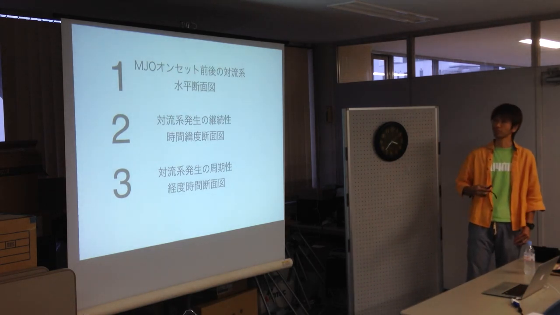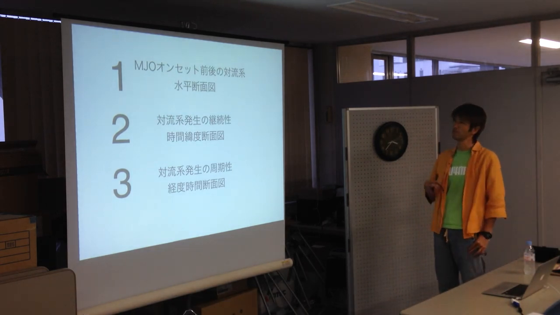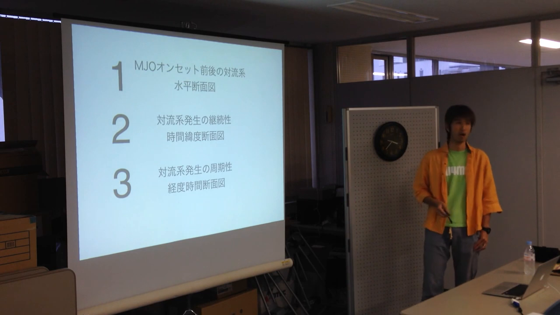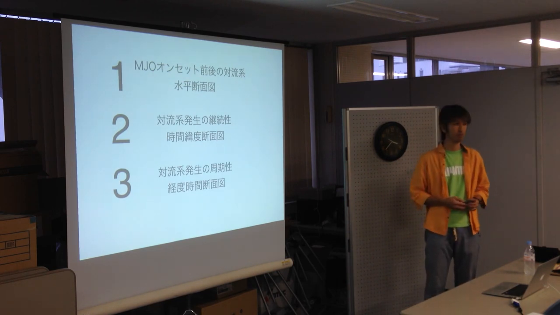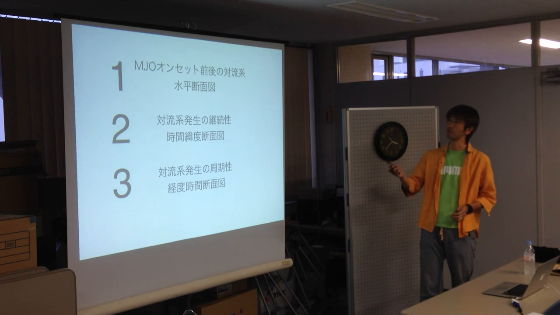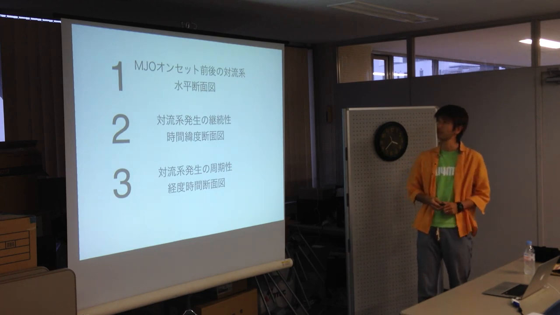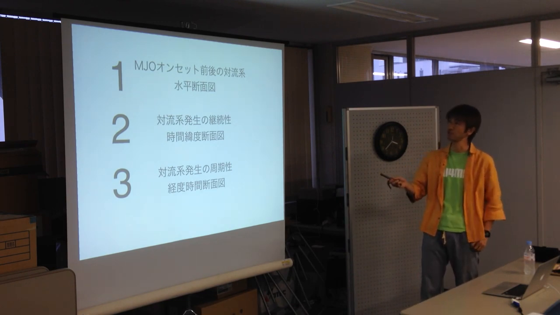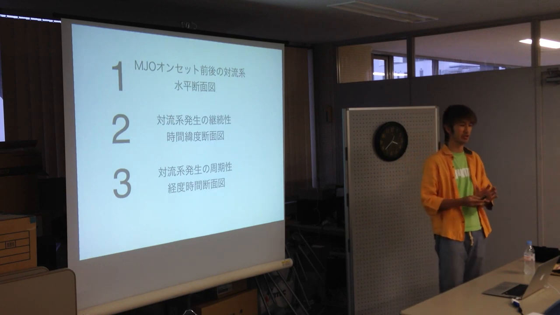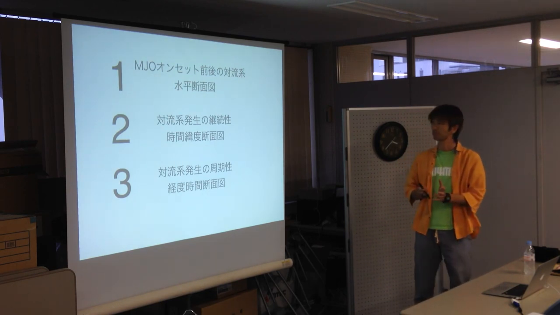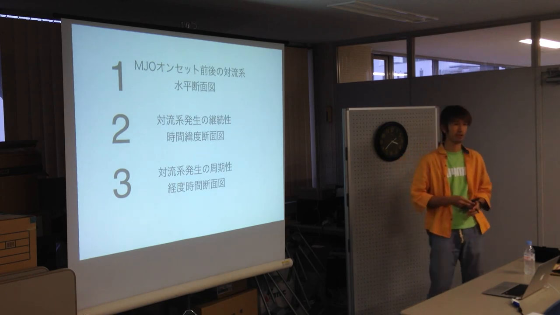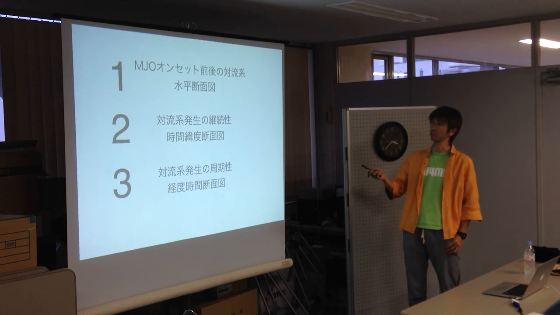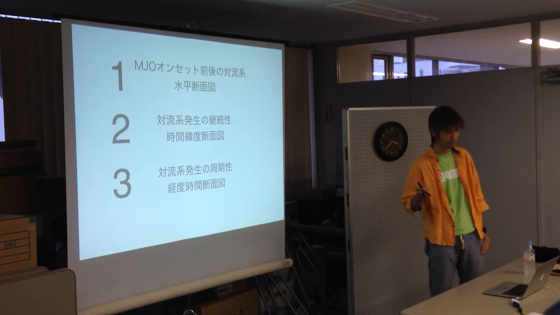I have three concerns. First one is the outline about the MJO just before and during the onset, and this MJO has some convective systems. So what kind of convective systems and their behavior are there within the MJO in the flow?